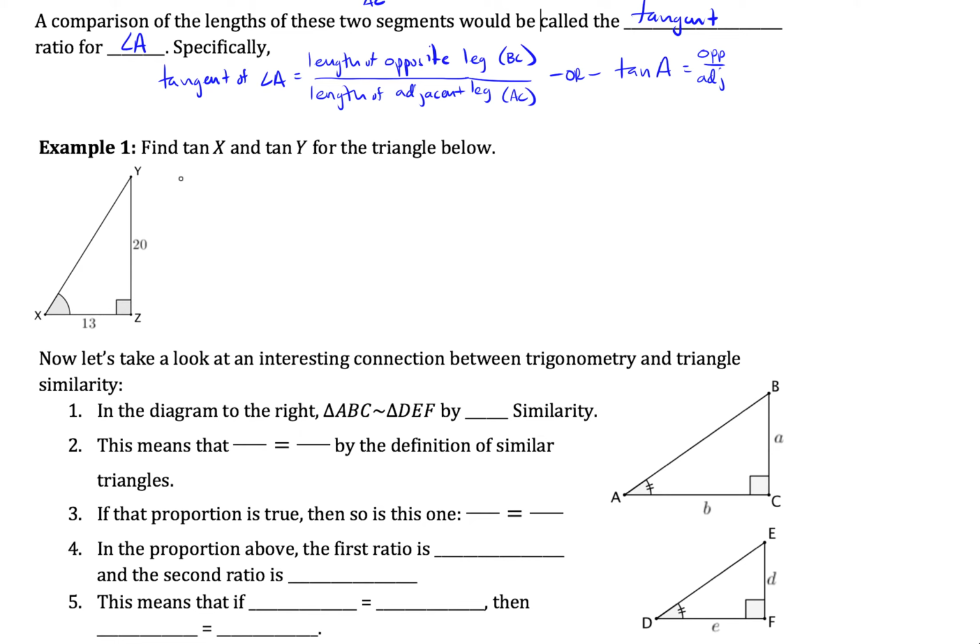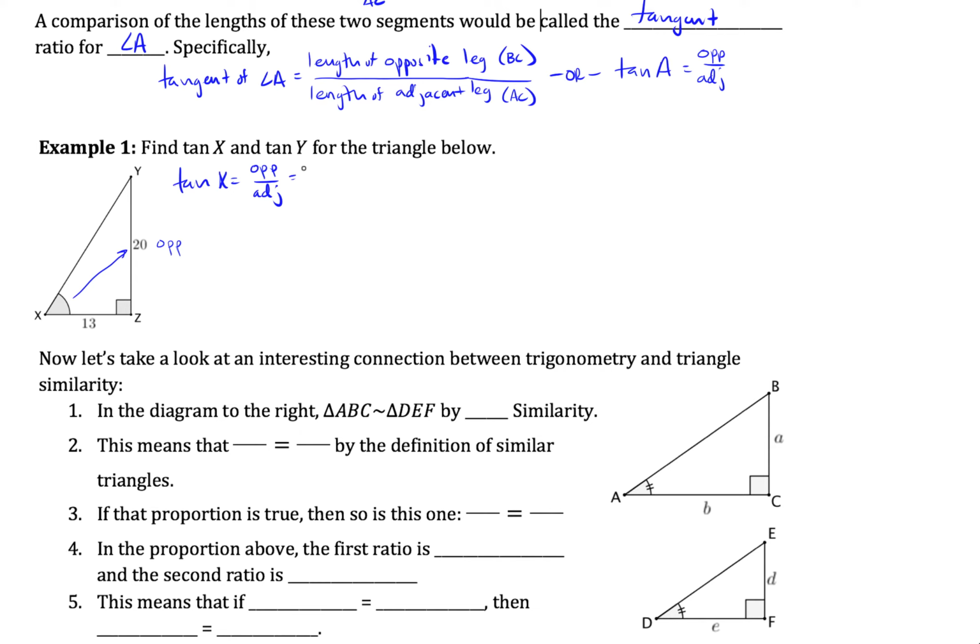So let's start by looking at the tangent of angle X. Now we know that the tangent of angle X is going to be length of opposite leg divided by length of adjacent leg. So let's look at this picture and figure out, well, what is the opposite leg and what is the adjacent leg? Angle X is the angle that we're worried about right now. Across from angle X, this is my opposite leg.